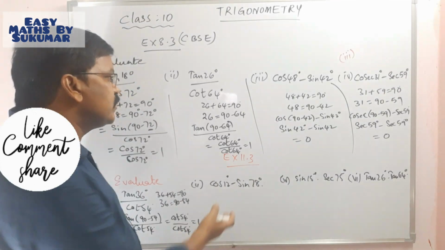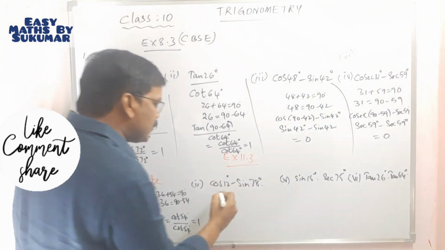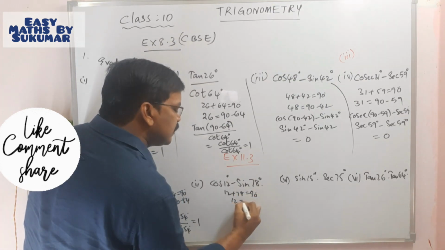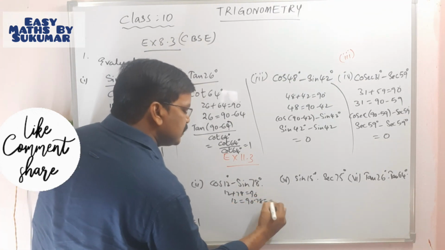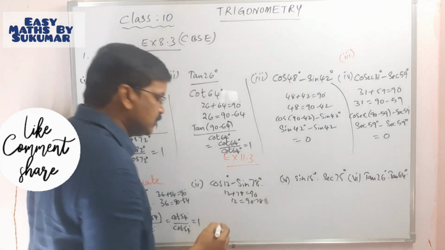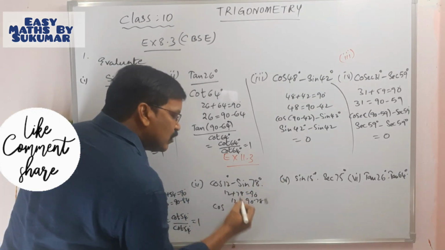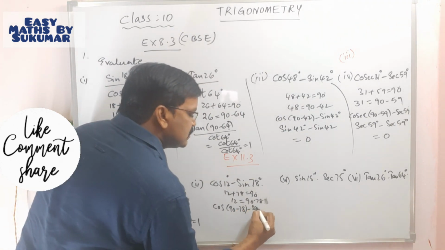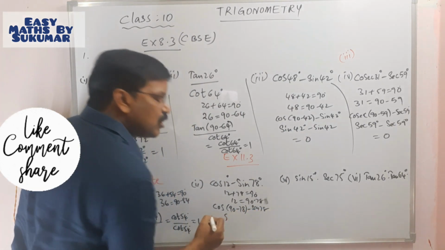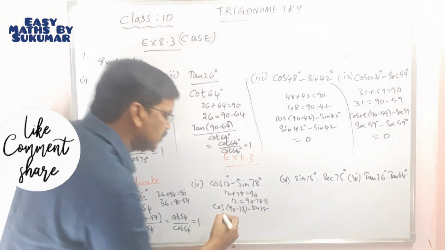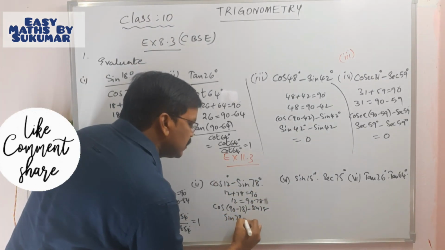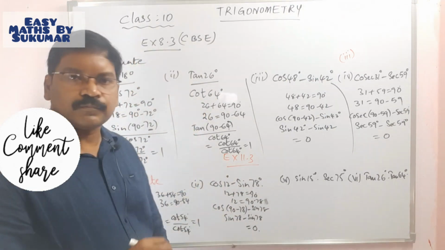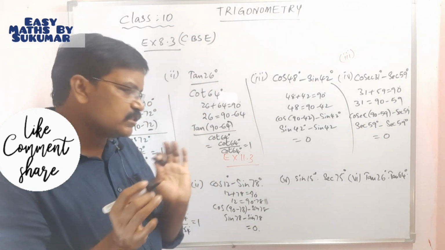Similarly here you can do it, my dear students. 12 plus 78 is equal to 90. So this 12 can be written as 90 minus 78. So instead of this cos 12 degrees, we can write cos 90 minus 78 minus sin 78. So cos 90 minus theta is sin theta. So this is sin 78 minus sin 78. It is equal to 0.